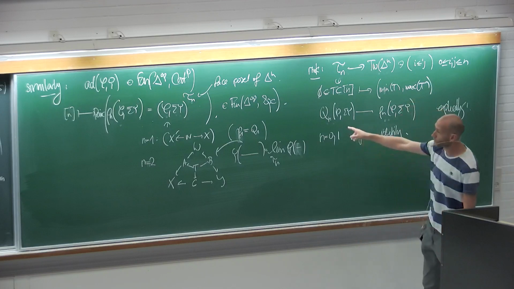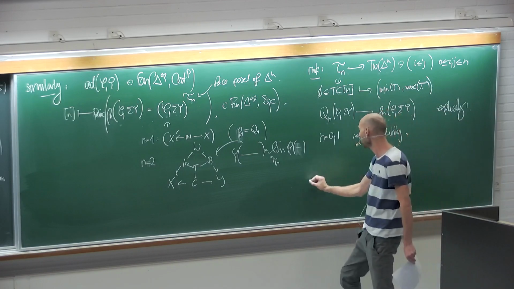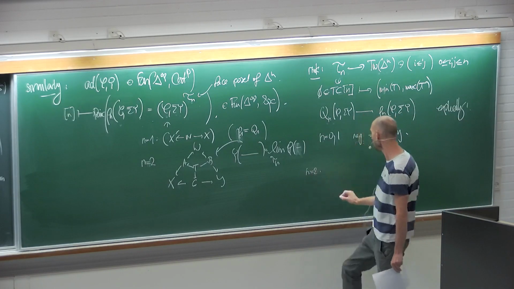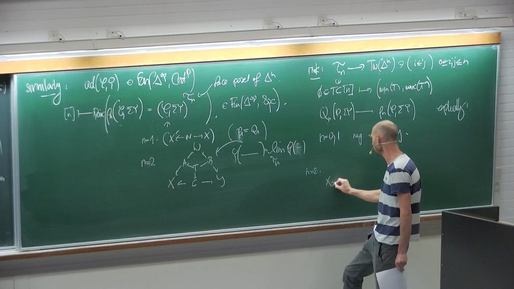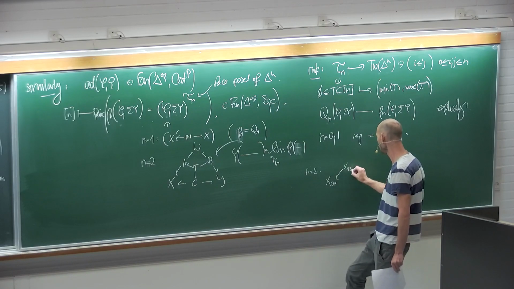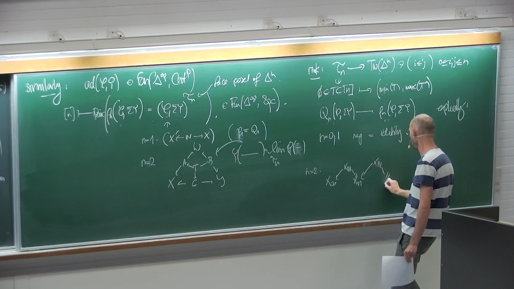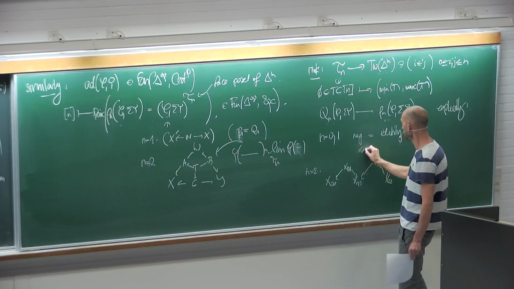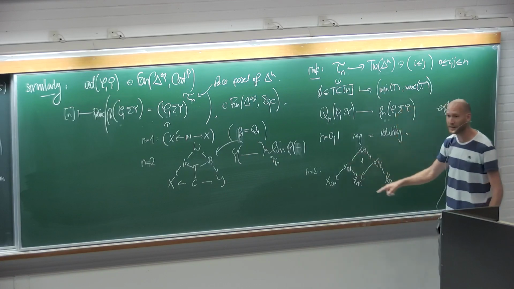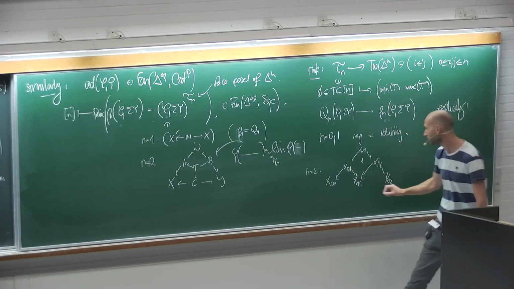But once n is greater or equal to 2, something happens, namely when n is 2, you can depict this as follows. So you have two composable cobordisms, x00 to x11, and x11 to x22, with composite x02. Yes, so that's the datum you see in Q2.